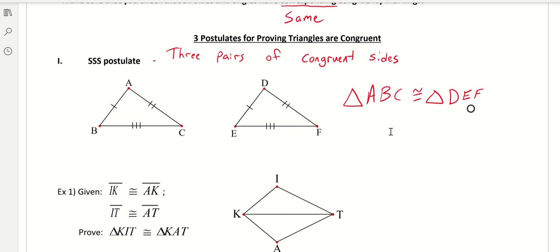All right, take a moment now, and I want you to write another congruency statement for these two triangles. Write another congruency statement for these two triangles just to have a little extra practice. All right, pause the video now and try that.